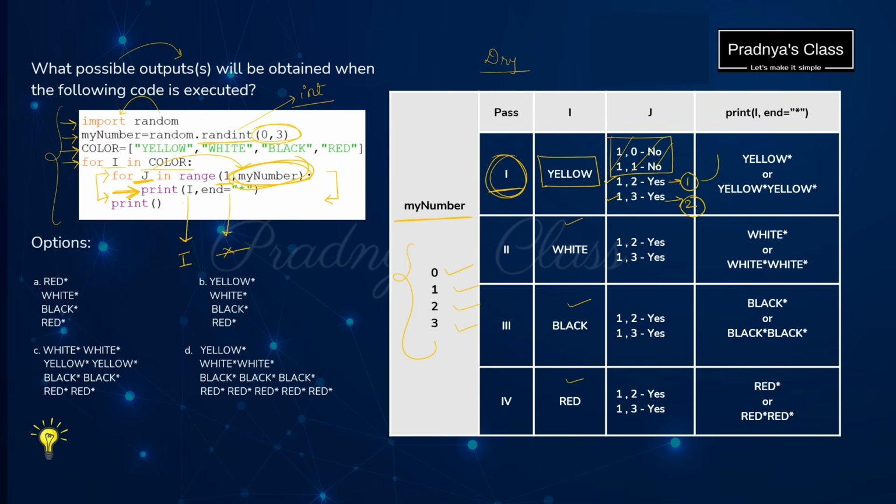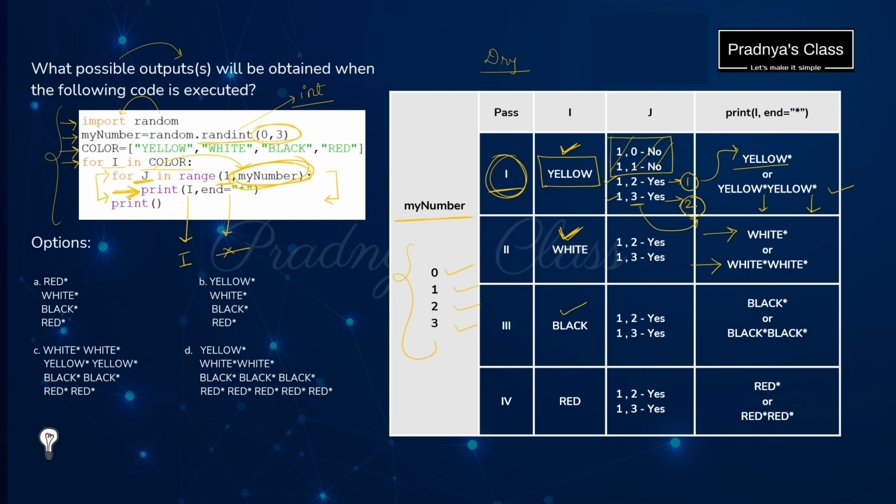When it executes once, we are printing yellow because the value of i is yellow, followed by a star. When the value of j is 3, this loop will execute twice. So yellow will get printed twice. Don't forget to add this star. In the second pass the value of i will be white. Again it will get printed once or twice.